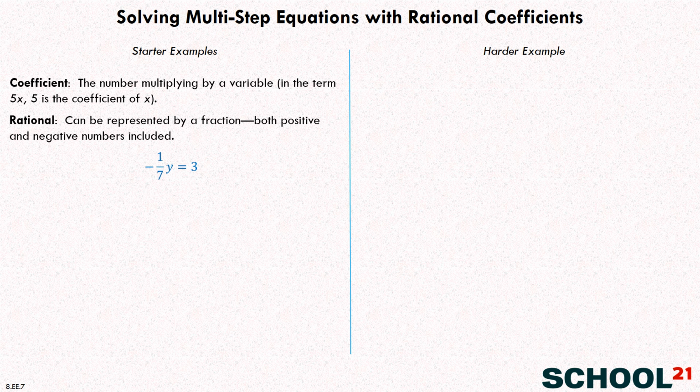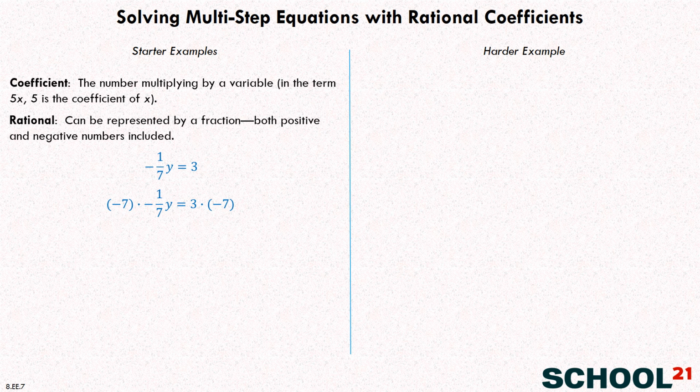And in that case, the 7 is doing what to the y? Dividing. It's dividing. So to get rid of it, we'll want to multiply by what? 7. Okay? So if we multiplied both sides by 7, it would get rid of the 1/7, but it wouldn't get rid of what? The negative, right? So how can we get rid of that negative also at the same time? Any ideas? Multiply by -7.